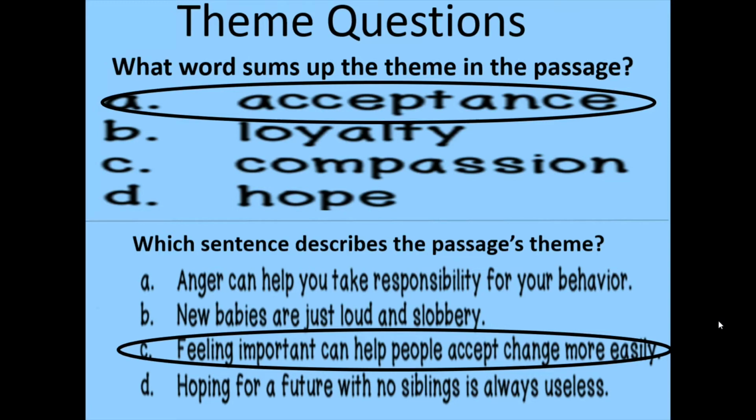Okay, which sentence describes the passage theme? We picked C, feeling important can help people accept change more easily. I think the reason why that would be the best answer is because Mom started telling Kim that she would be one of the most important people in the new baby's life. So I felt like Kim feeling important and really having a big part in the baby's life helped her to accept the change more easily. So we hope you guys got these answers correct, and then we gave you the reasoning why these are the best answers.